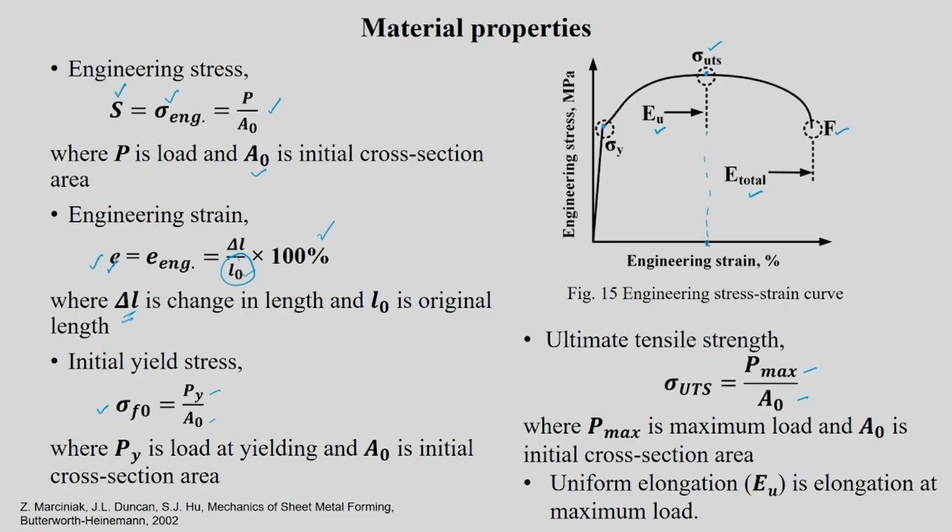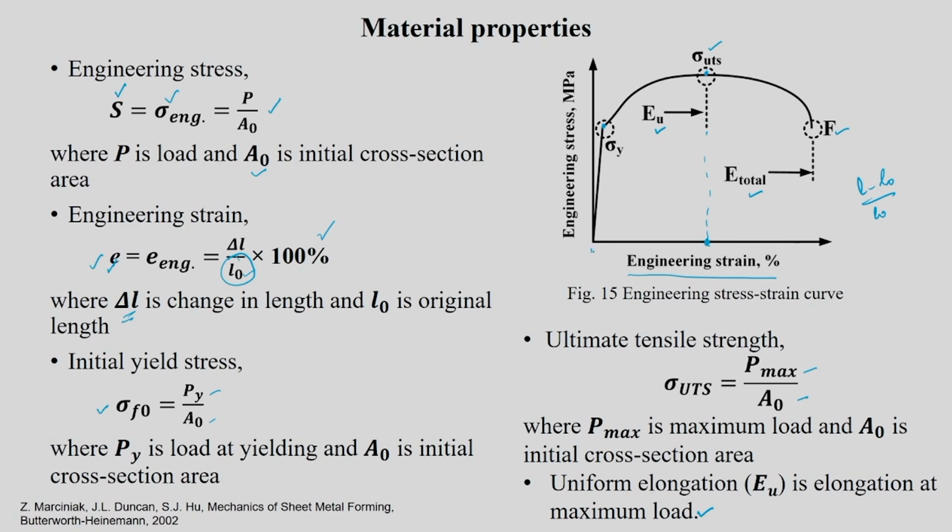So, for that you need to know what is UTS and the corresponding length of the sample. So that length minus L naught divided by L naught, that will give you EU. So, uniform elongation is the elongation at maximum load. Or what you can do is, since you have already converted everything to engineering strain, the corresponding strain is nothing but EU. That is what is written here.